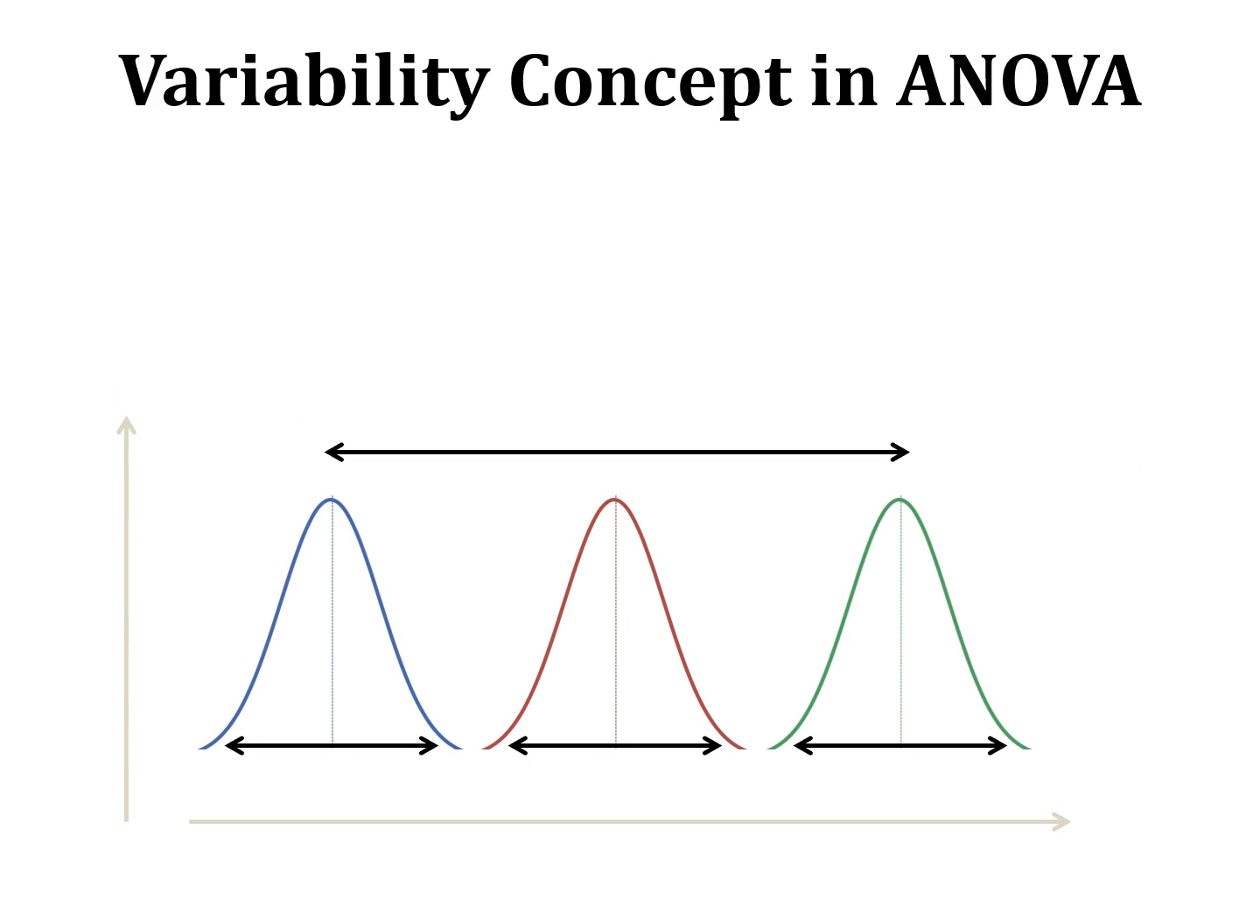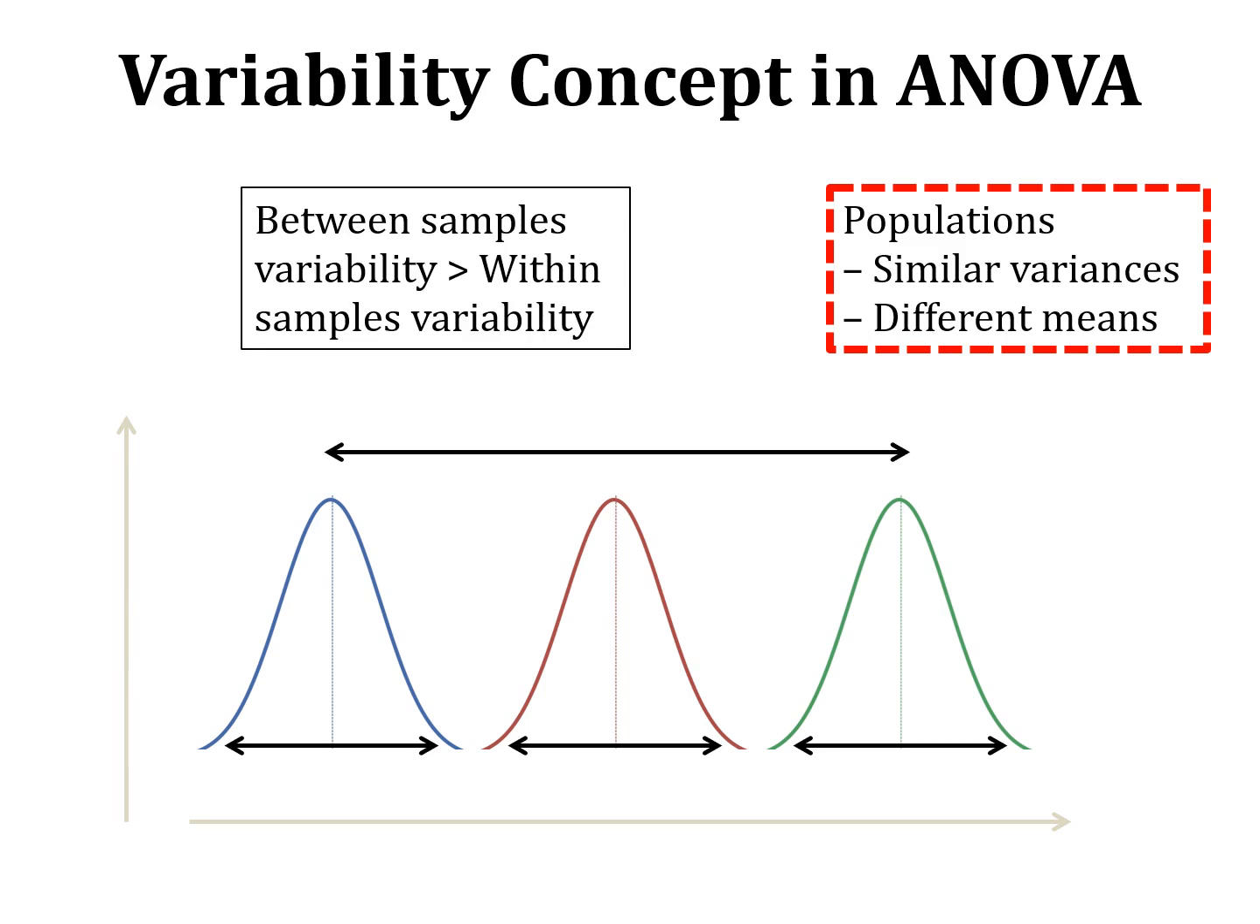Now we have another situation, and in this case you can see that the between samples variability is greater than within samples variability, right? The individual variances of the samples are similar, but their within variance is less than between samples variance. So in this case, what we can conclude is that these are the populations with similar variances but different mean values, right? So this is the situation that we were talking about, that if the between samples variability is greater than within samples variability, then this is possible because of either the difference in the mean values or the difference in the variances or differences in both.